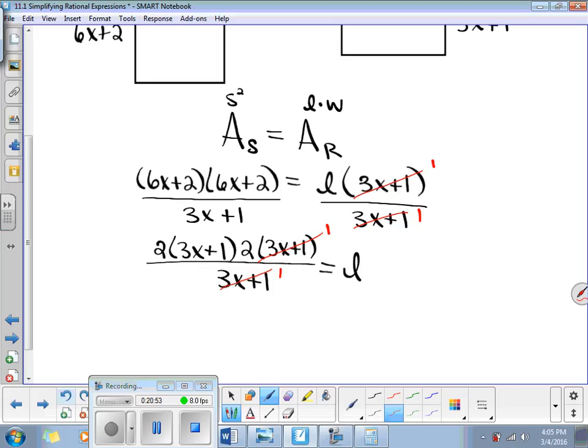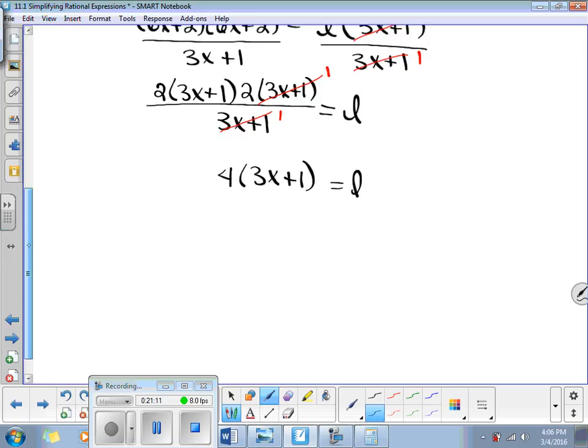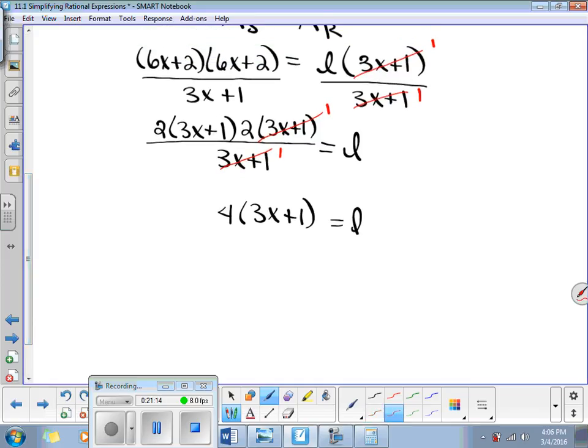So the length then is equal to 2 times 2, which is 4, times 3x plus 1 units. I can simplify a little further by using our distributive property right here. And we end up with the length will be equal to 12x plus 4 units.